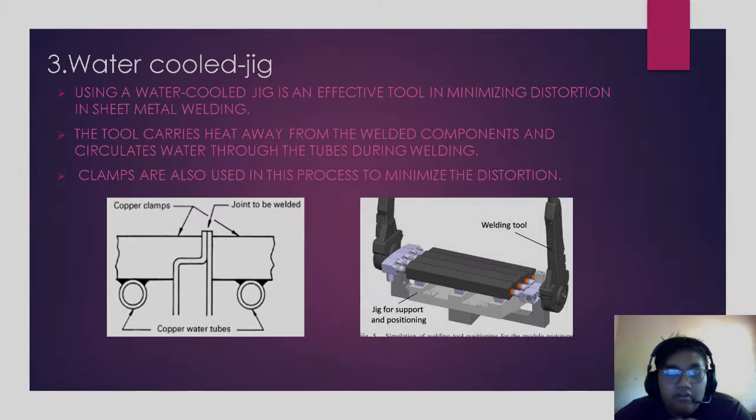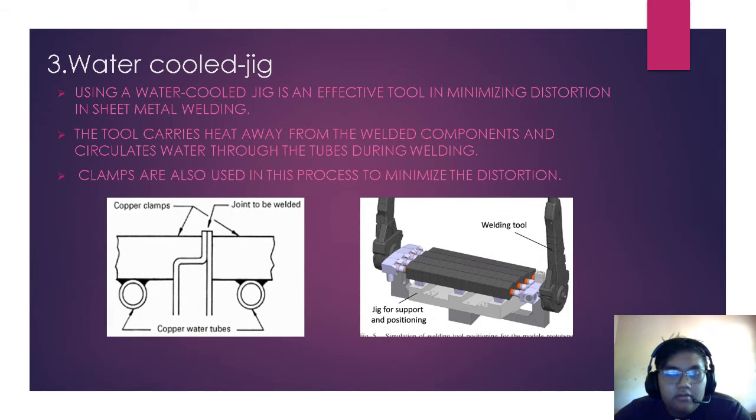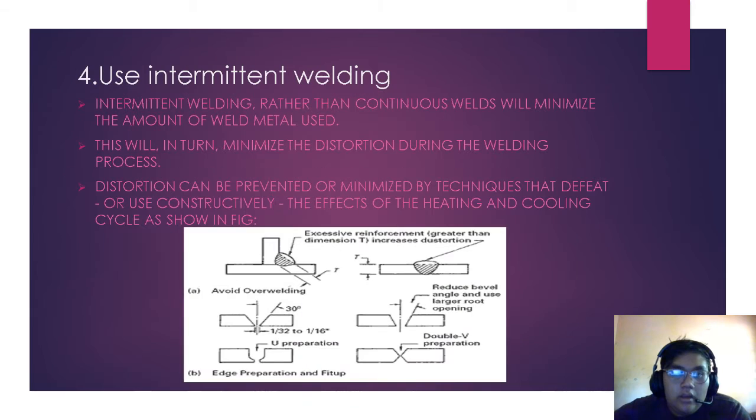Alright, the other way to minimize distortion is using the water-cooled jig technique. Using a water-cooled jig is an effective tool in minimizing distortion in sheet metal welding. The tool carries heat away from the weld components and circulates water through the tubes during welding. Clamps are also used in this process to minimize the distortion. So here is an example of water-cooled jigs. Here we have clamps, and this is the joint that will be welded, and the copper water tubes.